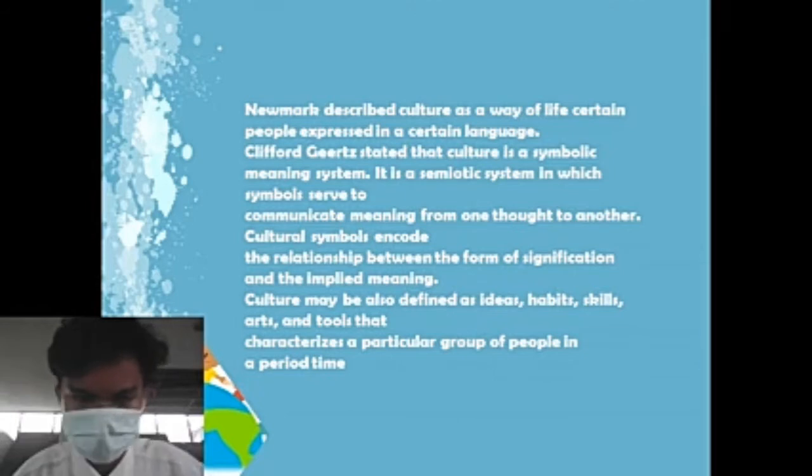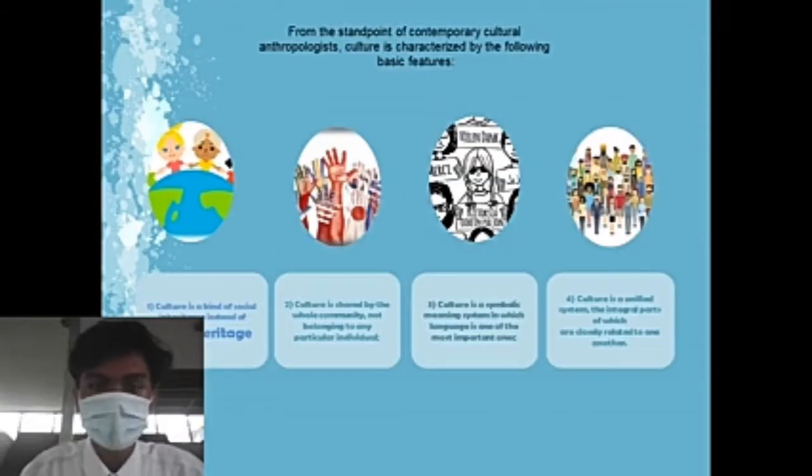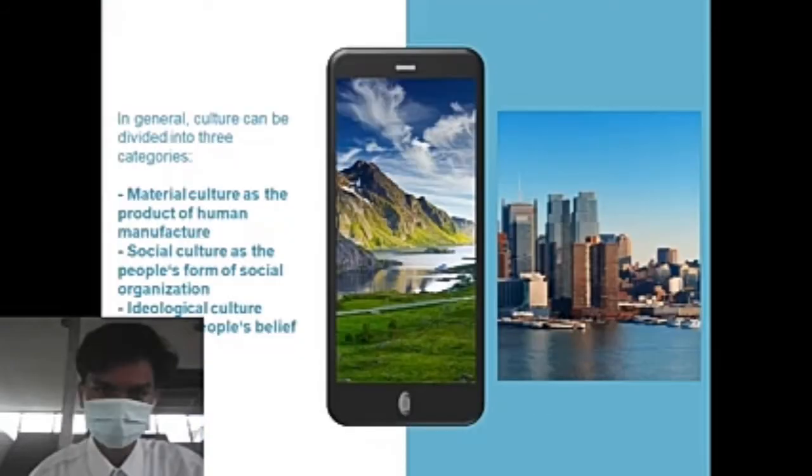Culture may also be defined as ideas, habits, skills, arts, and tools that characterize a particular group of people in a period of time. Okay, from the standpoint of contemporary cultural anthropologists, culture is characterized by the following basic features. First, culture is a kind of social inheritance instead of biological heritage. 2. Culture is shared by the whole community, not belonging to any particular individuals. 3. Culture is a symbolic meaning system in which language is one of the most important ones. 4. Culture is a unified system, the integral parts of which are closely related to one another.